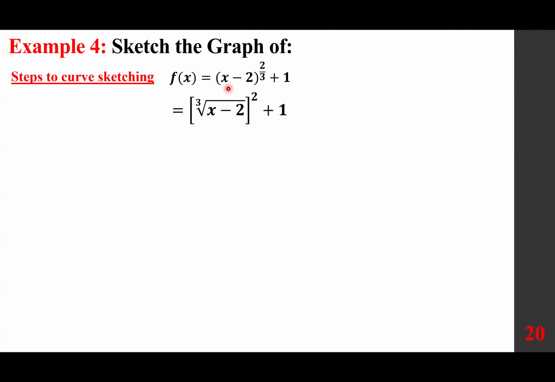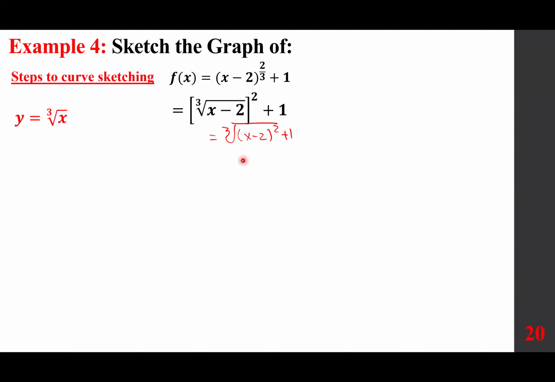there are two ways you can rewrite it. Cube root of the square root of (x minus 2) quantity squared, plus 1. Or you could rewrite it in this fashion, everybody: cube root of (x minus 2) quantity squared, plus 1. Please understand there are three different ways of representing the same thing.